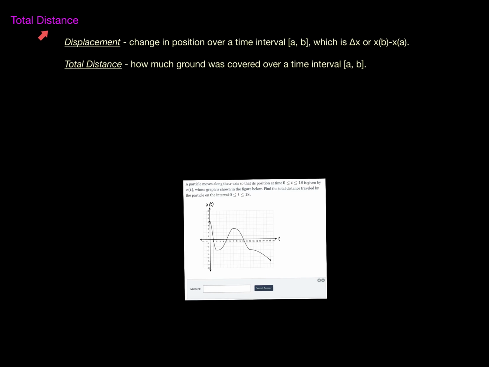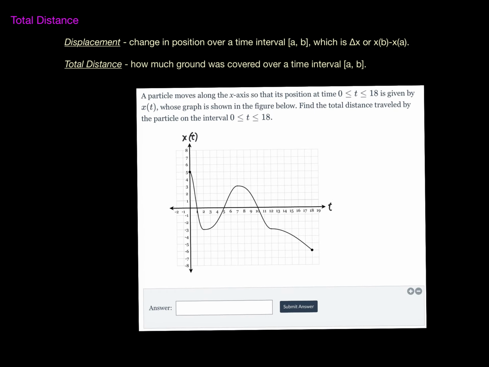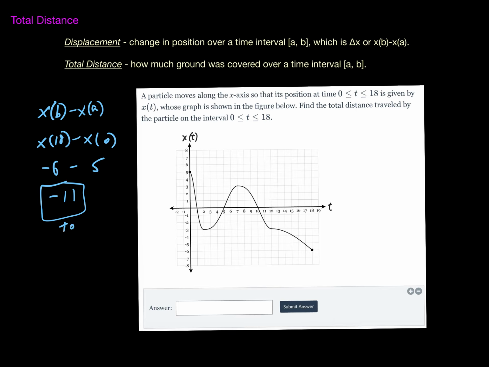Final topic to discuss in this video is total distance of a graph. Now we talked about displacement. Displacement is the change in position over a time interval. I'm just going to do one displacement quickly to remind you. So it's x of b minus x of a, which means we have the endpoint over here, x of 18, minus x of 0, where we started, and that was negative 6 minus 5. We have a displacement of negative 11 units. That just means we're moving negative 11 units to the left of where we started.